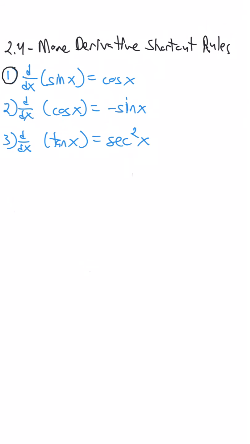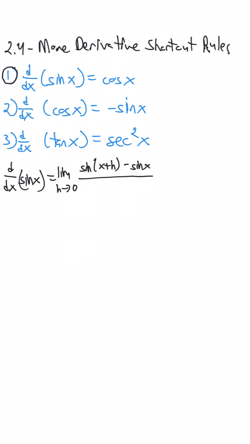We could also establish this rule algebraically, going back to our limit definition of the derivative. Let's do that at least once. So we want to find out the derivative of sine of x. Using the limit definition of derivatives, take the limit as h approaches 0 of what? Sine of x plus h minus sine of x over h.